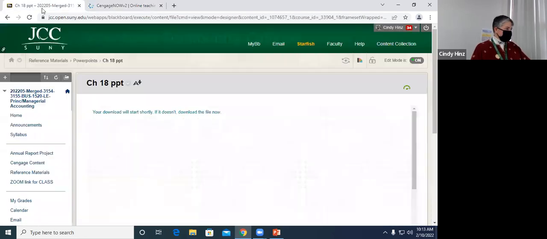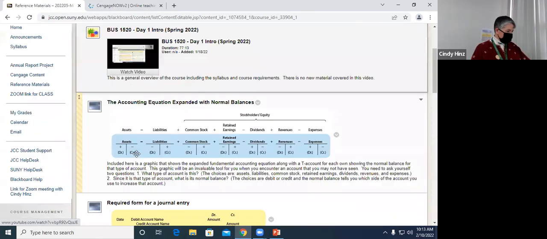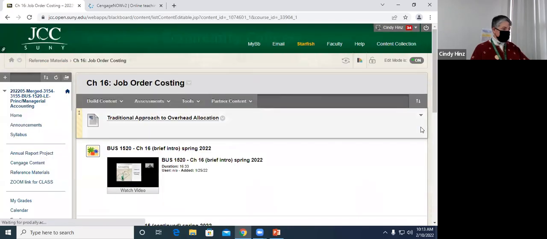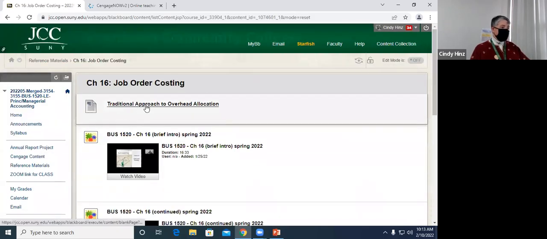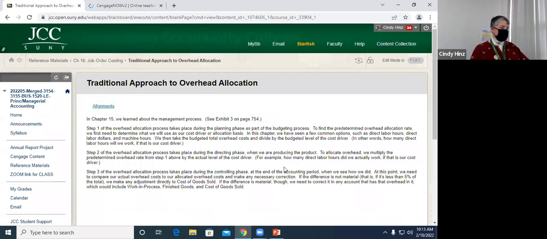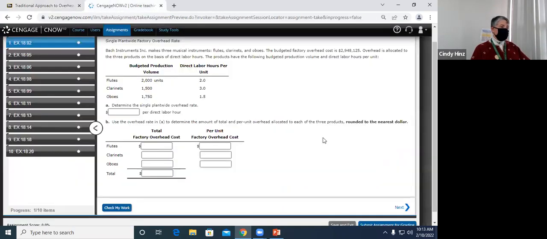Remember in our chapter 16 reference materials, as a reminder, very top link, traditional approach to overhead allocation. We have the three-step process outlined for you here. That's exactly what we're going to do in this first exercise. This is the traditional approach. It's what we've been using since chapter 16. So remember that that's there in case you need it as a reference.